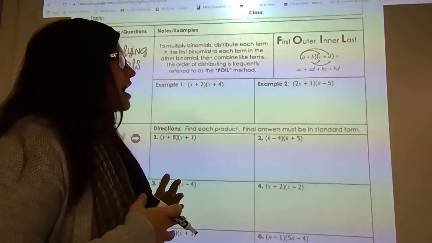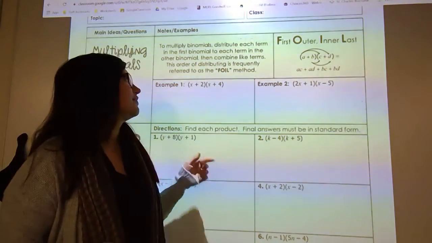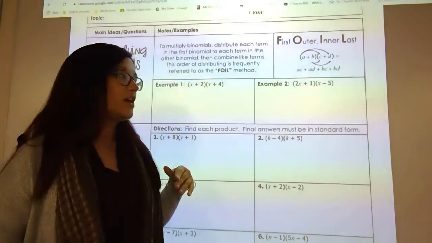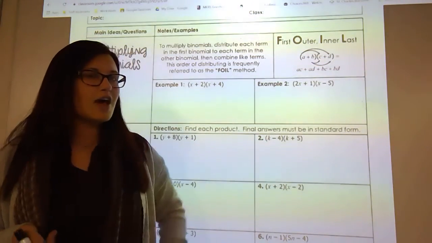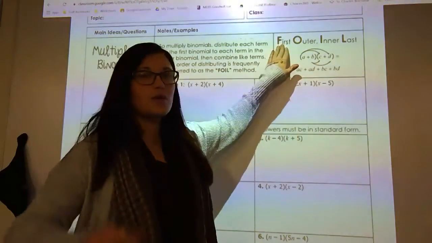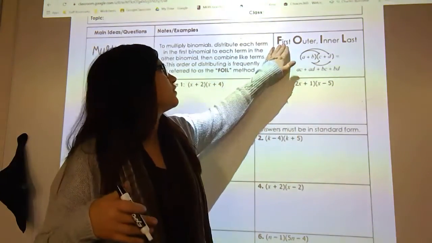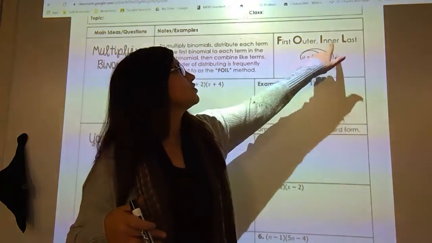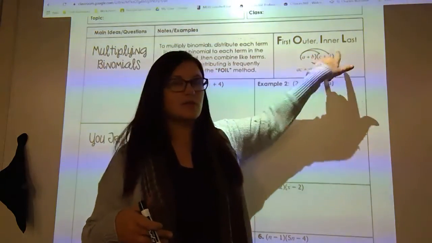One way of being systematic is that we made a cute little acronym that if you have a binomial times a binomial, we would FOIL. So maybe you heard that, maybe you didn't. Some teachers teach it, but it's a way that we can remember everything we've done. So first we do the first terms, and then we do the outer terms, and then we multiply the inner terms, and then we multiply the last terms.